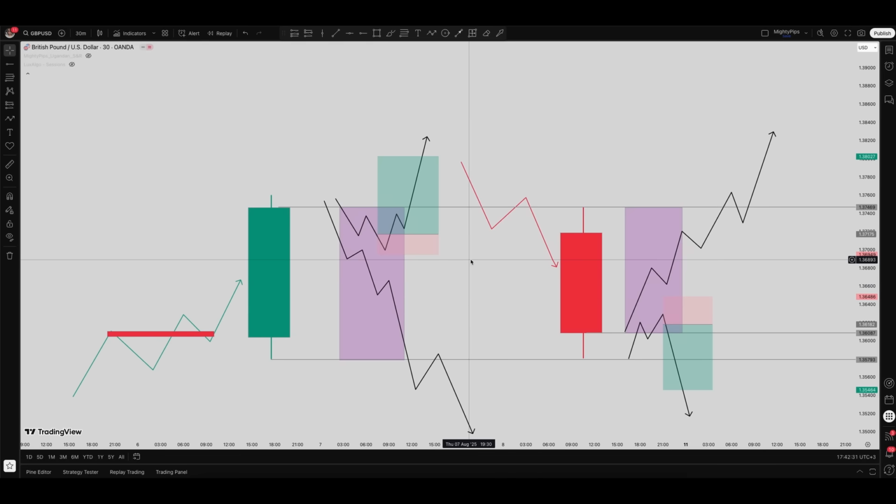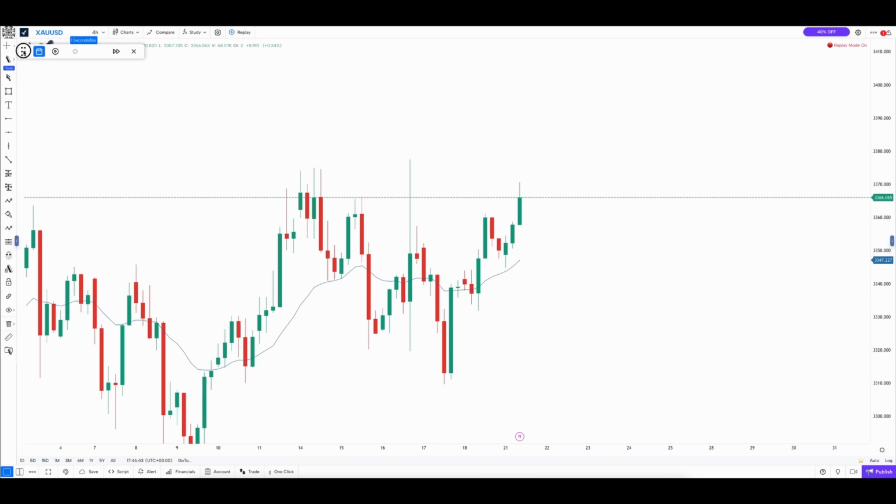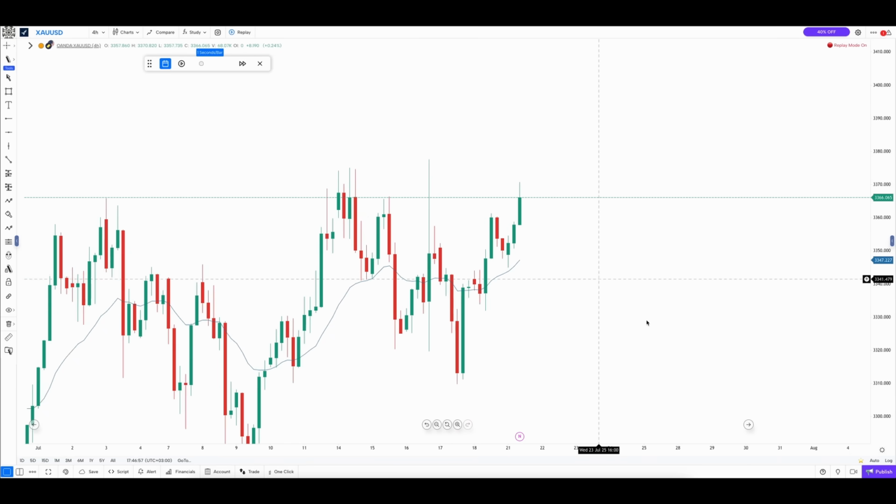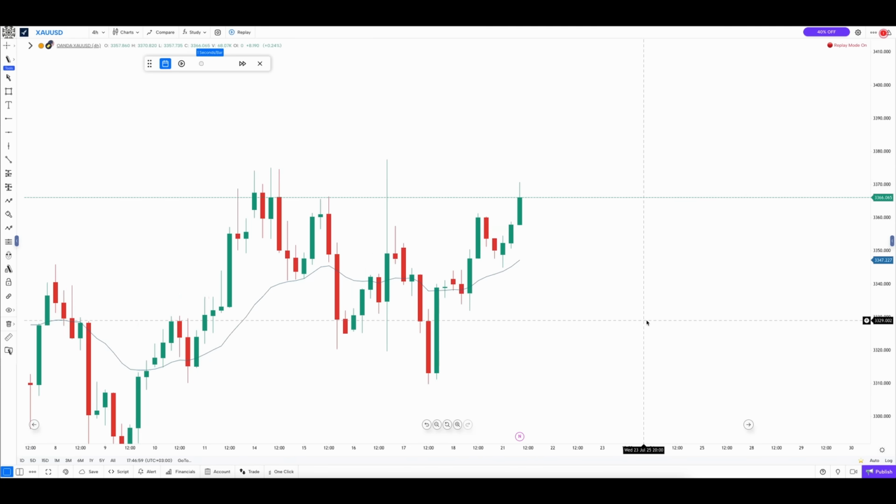So let's now go to the bar replay so that I can show you guys this strategy in action. We are going to use gold as an example, but you can trade this on any currency pair, index. You can trade this with crypto. You can trade this with any instrument. As long as that instrument prints candles like this, it is tradable. This strategy will show you the same results.